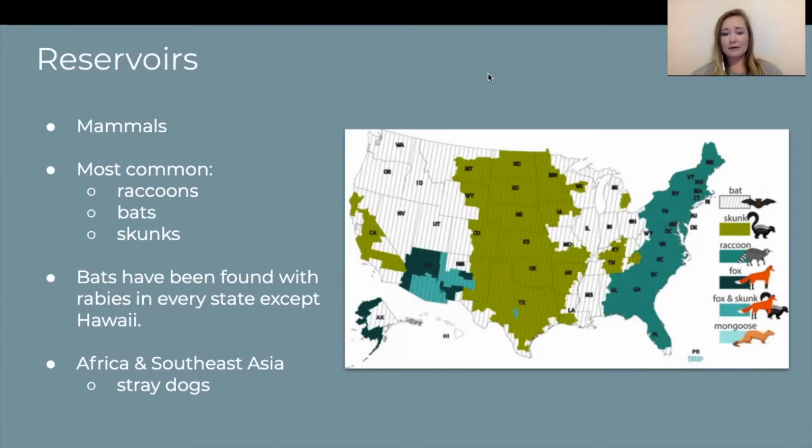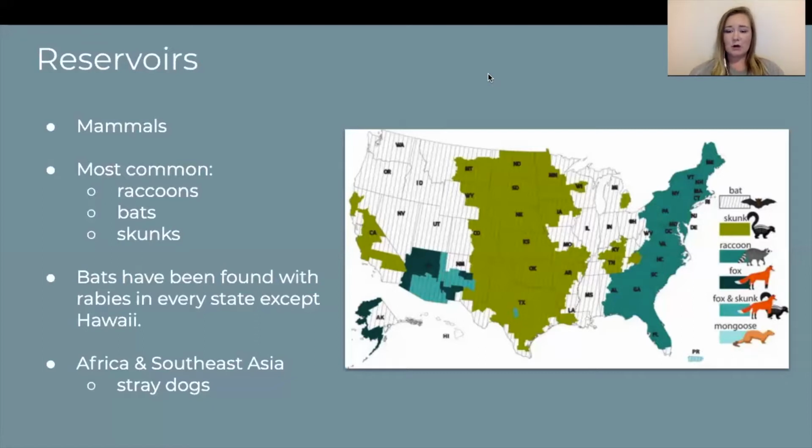And just for fun, I also wanted to share that the most common reservoir for rabies outside of the US, specifically in Africa and Southeast Asia, are stray dogs. We don't see that much here in the United States because we have vaccinations that are used quite frequently with our pets, specifically cats and dogs. And although vaccinations are used most of the time, it can still be possible for vaccinated pets to get rabies.